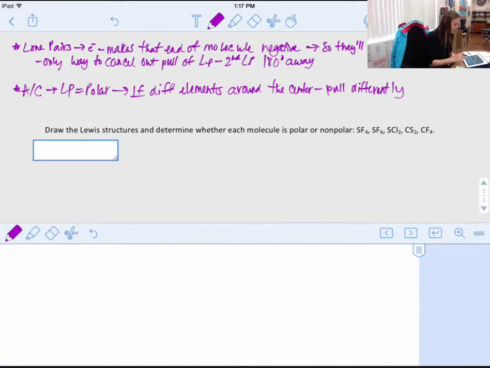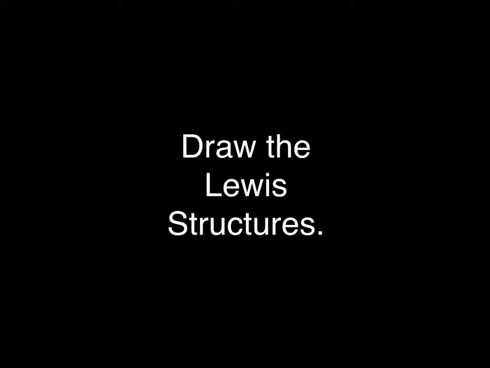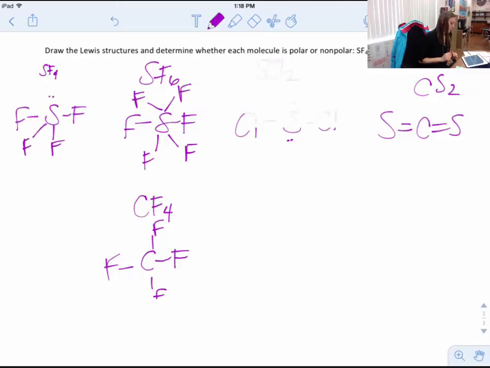Okay, so let's try a couple of examples. Draw the Lewis structure and determine whether each molecule is polar or nonpolar. So what I want you to do is go through all those 5 and draw the Lewis structures for all of them. And then we'll go through and decide whether that makes each one polar or nonpolar. Okay, so there are my 4 Lewis structures. I left off my lone pairs just for the sake of ease of seeing these.